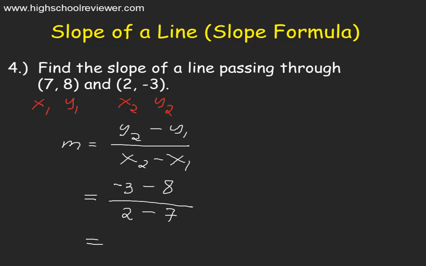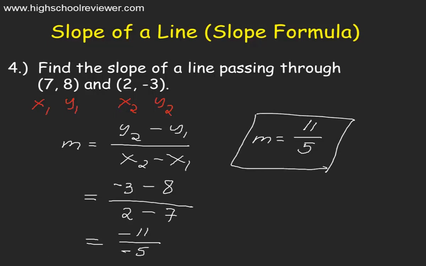So negative 3 minus 8 is negative 11, all over 2 minus 7, that will give us negative 5. So our slope now will be negative divided by negative, that will become positive. So our slope here will be 11 all over 5. So positive 11 all over 5 is the slope of problem number 4.